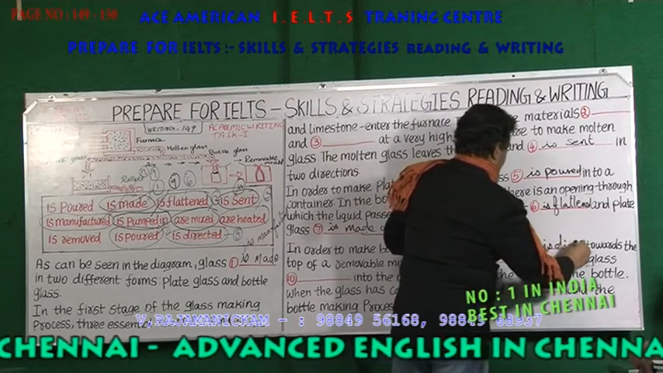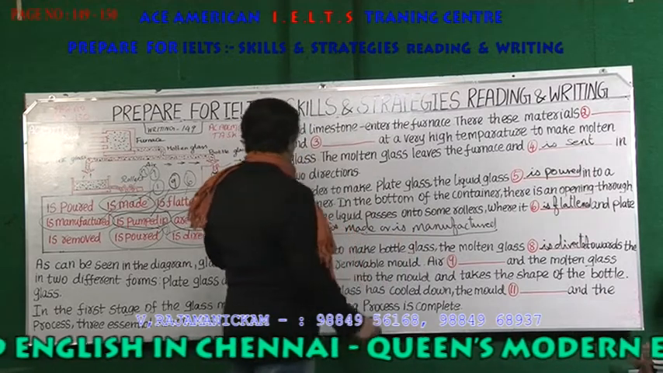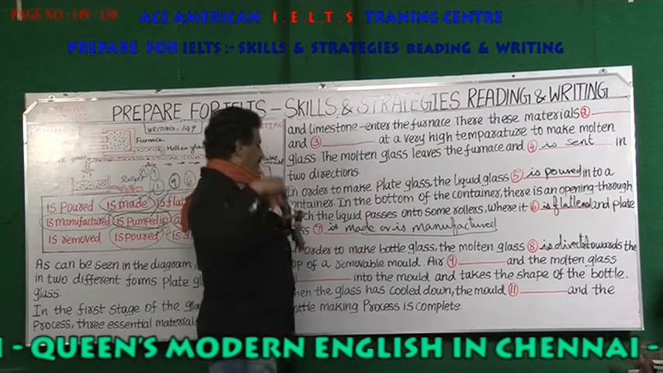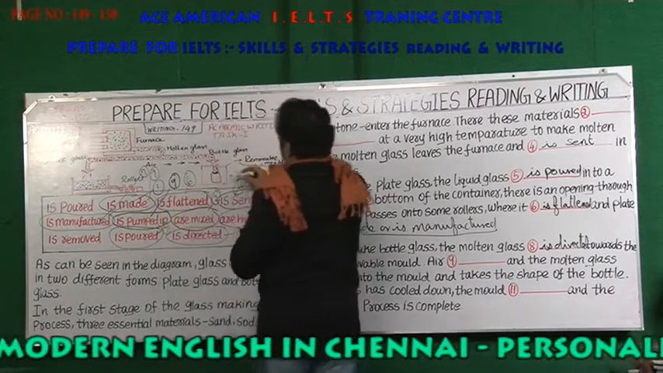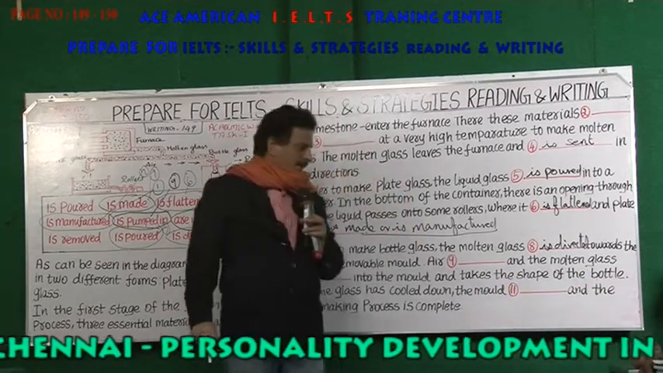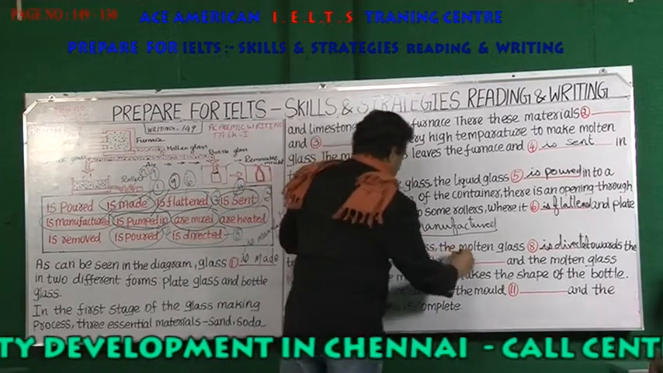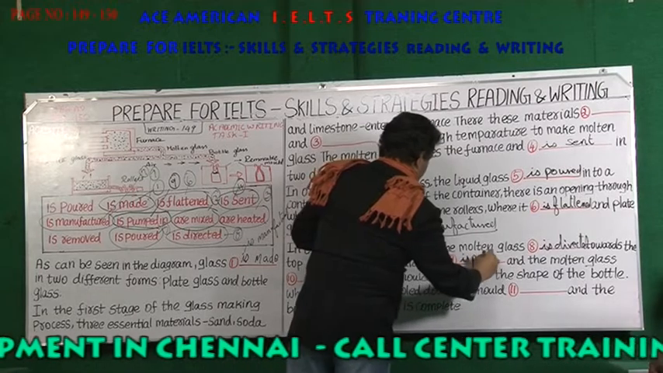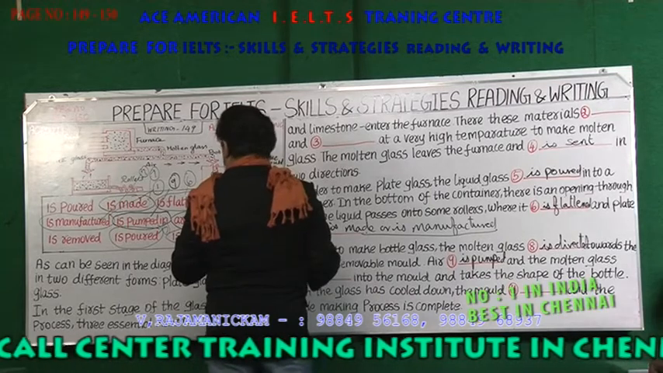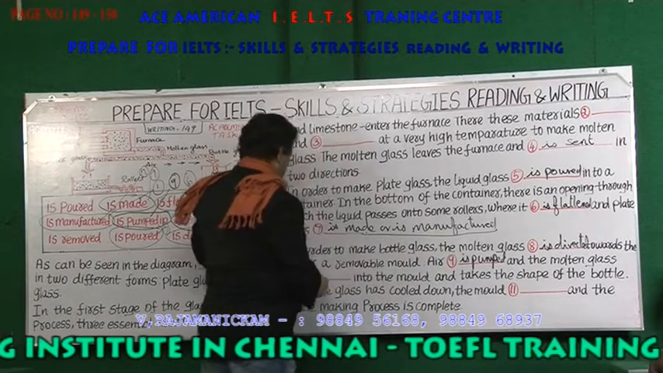Now in order to make bottle glass, the molten glass is directed. You have written "is directed." Yes. Is directed towards the top of a removable mold. Then what happens? Air is pumped. Where is this pumped? Okay, it's 9. Air is pumped and the molten glass, number 10.